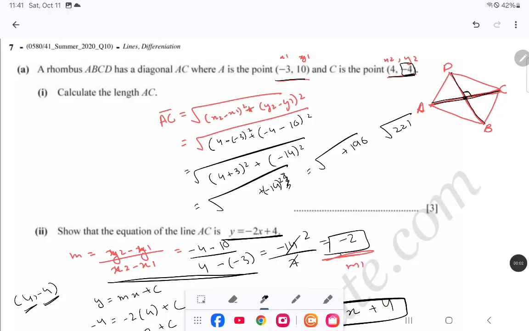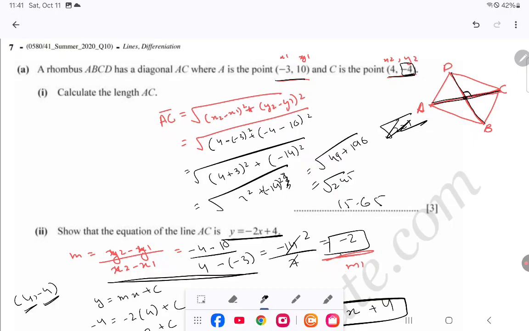So here in question 7 part A 1, the 4 plus 3 will be 7 square, and the 7 square is 49, and then if we solve it further, 245, and it will give the value of 15.65. This is our length AC.